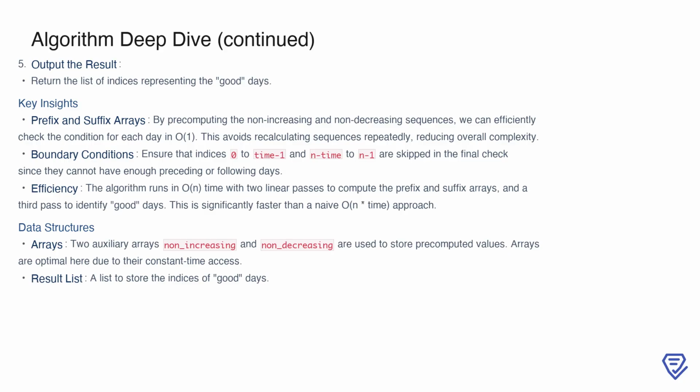At each index, we check if the corresponding values in the non-increasing and non-decreasing arrays are both greater than or equal to time. If they are, the day satisfies both conditions, and we add its index to the result list. Finally, the algorithm outputs this list of indices as the solution. By leveraging the pre-computed arrays, we avoid redundant calculations, ensuring that the algorithm is both efficient and concise.